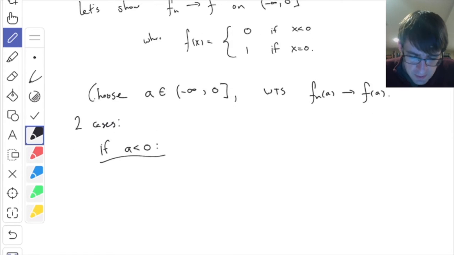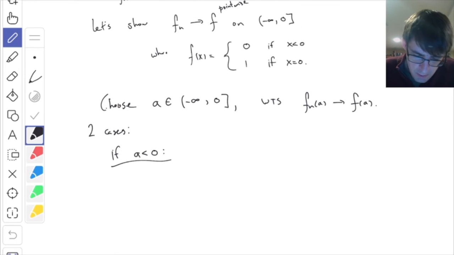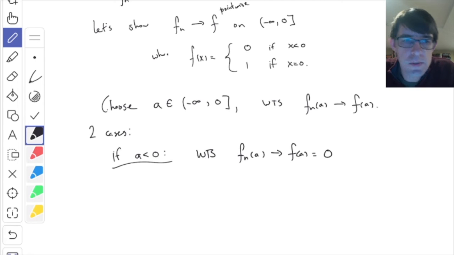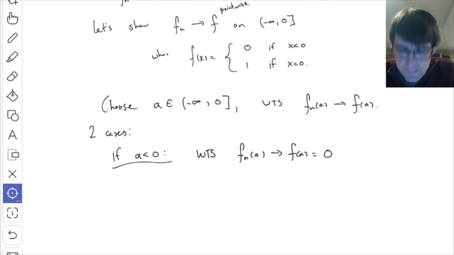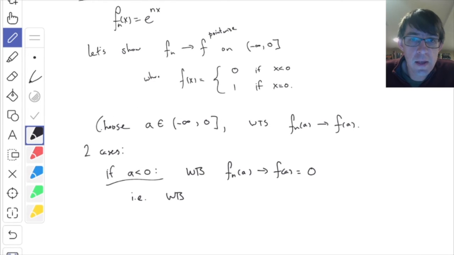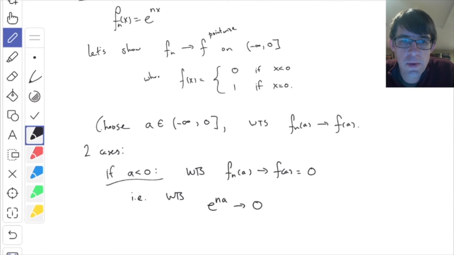All right. So in the case when A is less than 0, I want to show Fn of A converges to F of A, but F of A is 0, right? Because the definition of F is right here, and if A is negative, then F is 0. So this means, I want to show, just plugging into all the formulas, Fn of A will be e to the n A, and I want to show that converges to 0.